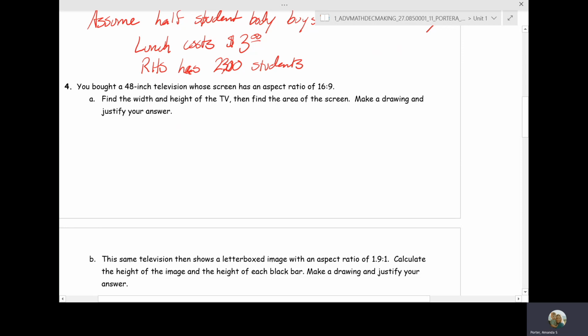All right, moving on. Question number 4. You bought a 48-inch television whose screen has an aspect ratio of 16:9. Find the width and the height of the TV. Find the area of the screen.